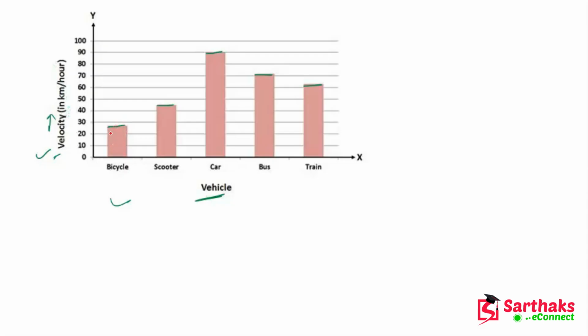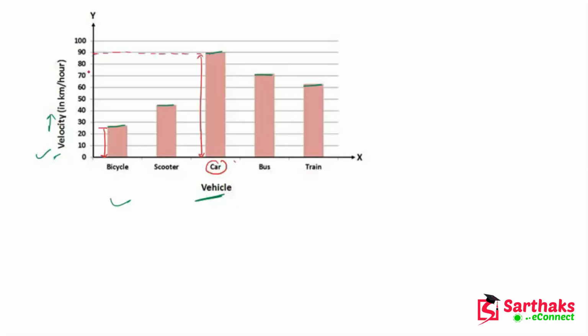Now, the height or length of the bar denotes the value of the variable. Let's suppose we take this height. What is the value of this? If we read across like this, we get 90. So we can say that the car has a velocity of 90 kilometers per hour. I hope you understand these things.